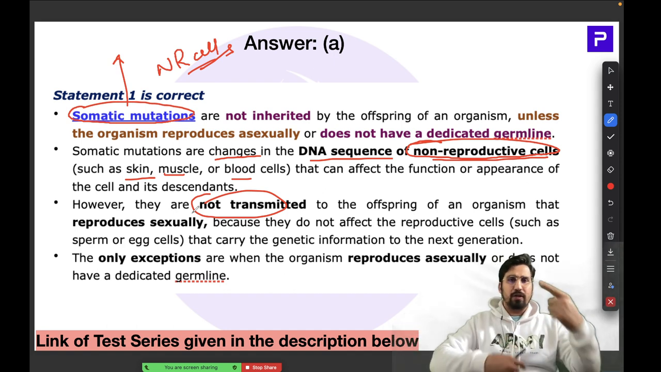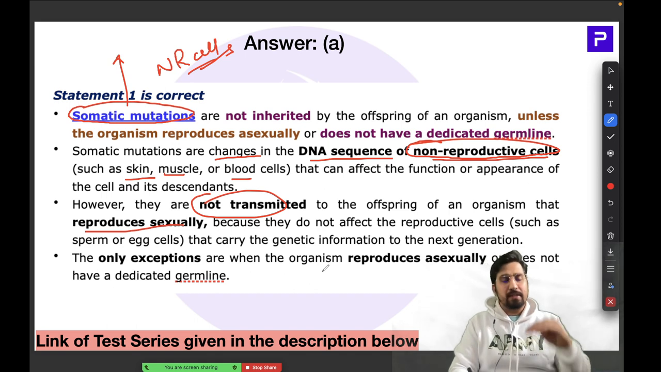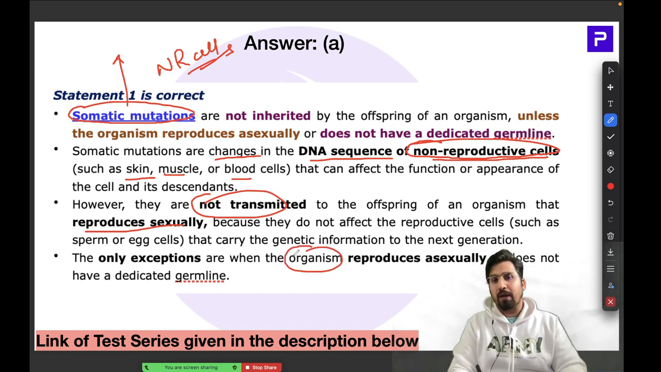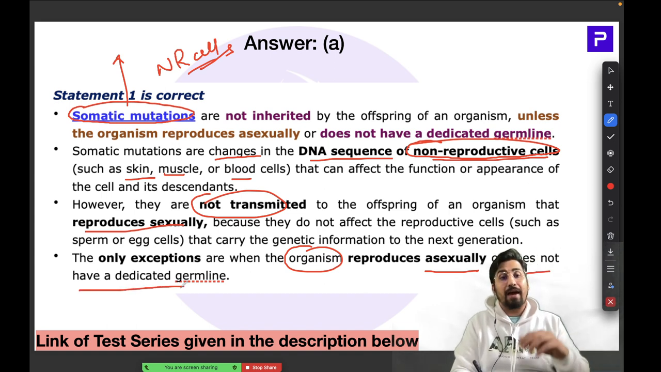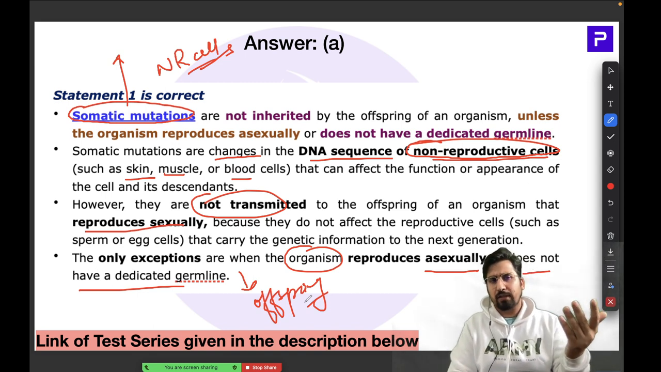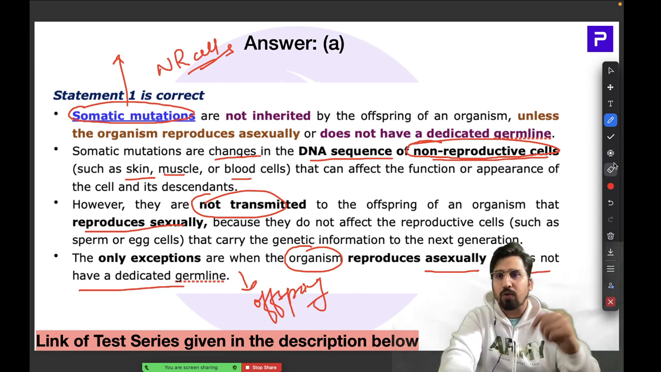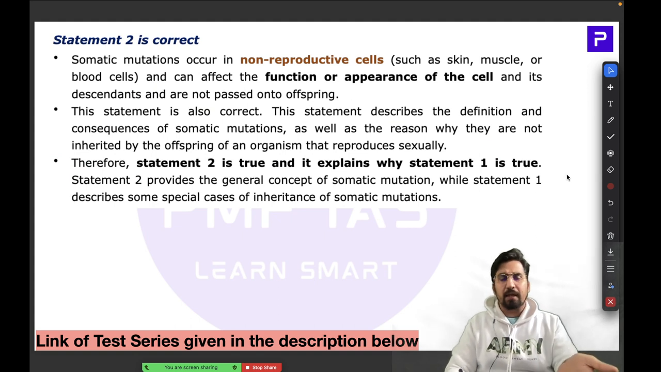So by default, the mutation is not going to transfer to the offspring, specifically if a person is reproducing sexually. But there is one exception, because as you have read in your biology, some organisms reproduce asexually, right? Or some organisms do not have a dedicated germline. In that particular case, even the offspring is going to suffer this somatic mutation. But in the majority of cases, the sexual reproduction cases, there is no transfer of the somatic mutation to the new one. Okay, important. And the other statement is talking about the same thing, because since they impact non-reproductive cells, they are not going to get transmitted.